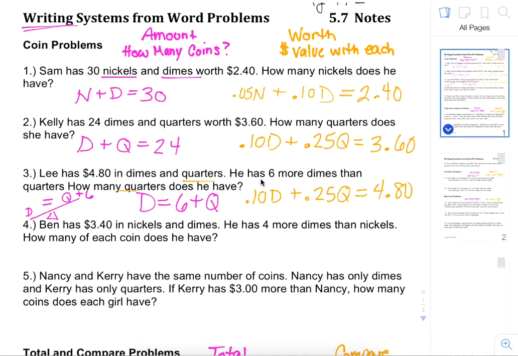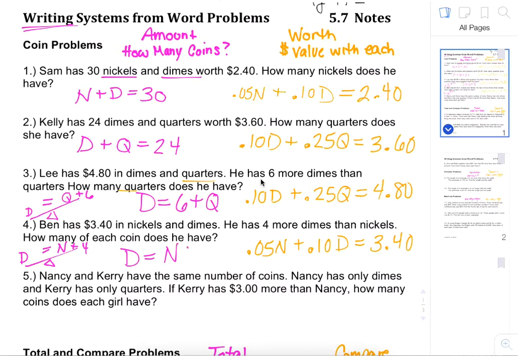Ben has $3.40 in nickels and dimes. So the nickels are worth 5 cents. Notice I'm using 0.05 and not 0.5. That would be 50 cents. 5 cents for nickels, 10 cents for dimes, and it's worth a total of $3.40. That's the worth. When it comes to the total, I don't have it, but I do have a comparison. It says he has 4 more dimes than nickels. So dimes are more, nickels are less. In order to balance it out, I have to put more with the nickels. And to be specific, I need 4 more. Now they're balanced, and I have my equation.